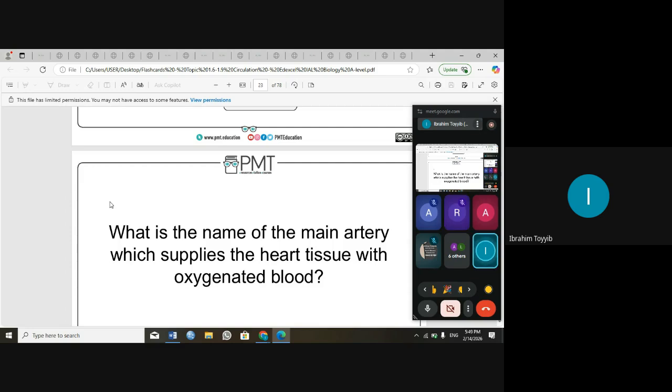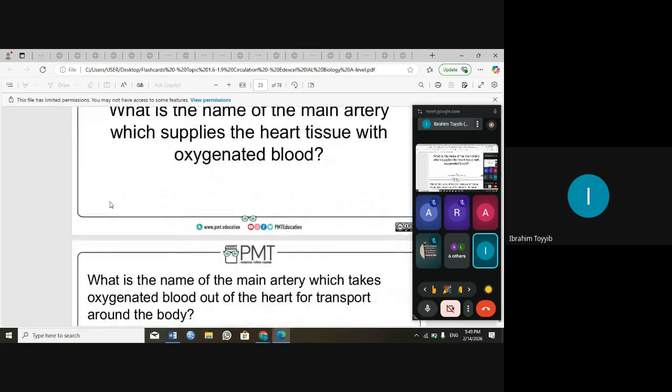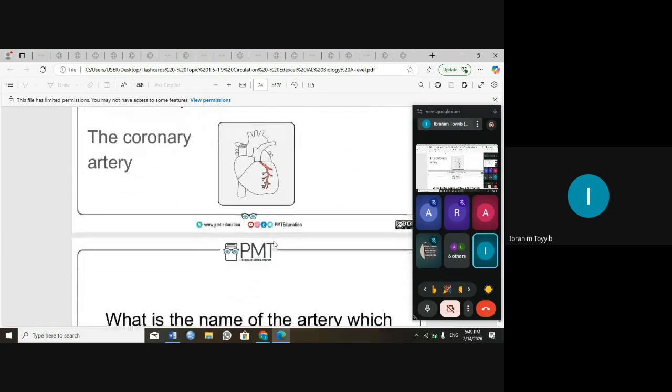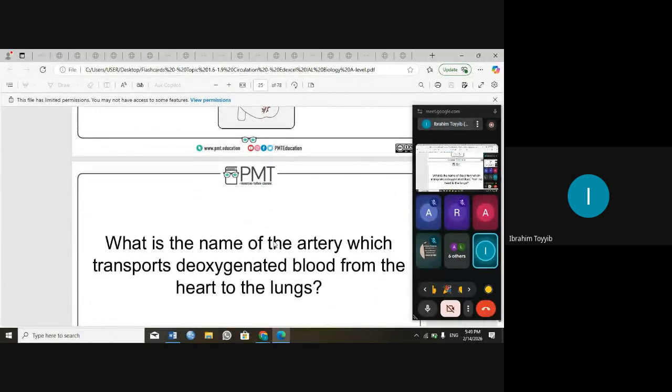That's why I said that I will list the name of the major artery for you, and I will list the name of the major vein and their function. So it is the coronary artery, and this is the structure of the coronary artery. Take note of everything, oh.